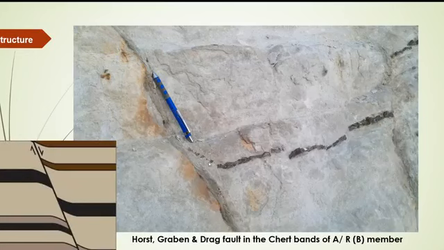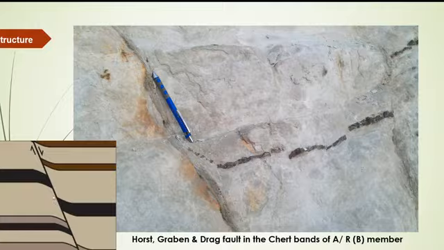There is also a drag fold. As we know, a normal fault is characterized by a kind of folding called the drag fold, formed along the hanging wall or the down thrown side of the normal fault. Here is a drag fold formed. This is an image to show the drag fold. Here is a drag fold formed in the hanging wall, and there is also graben and horst. Here is a small scale graben, and there is a larger scale horst.